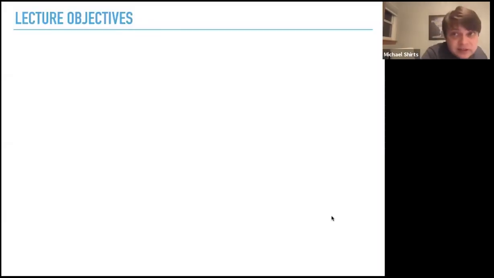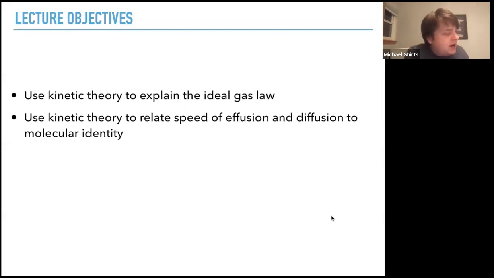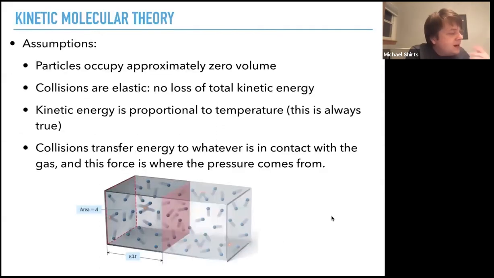All right, so the lecture objectives in this segment are to use kinetic theory to explain the ideal gas law, and to use kinetic theory to relate the speed of effusion and diffusion to molecular identity. Okay, so kinetic molecular theory. This is a theory that works quite well and shows, you can prove, why the ideal gas law works.